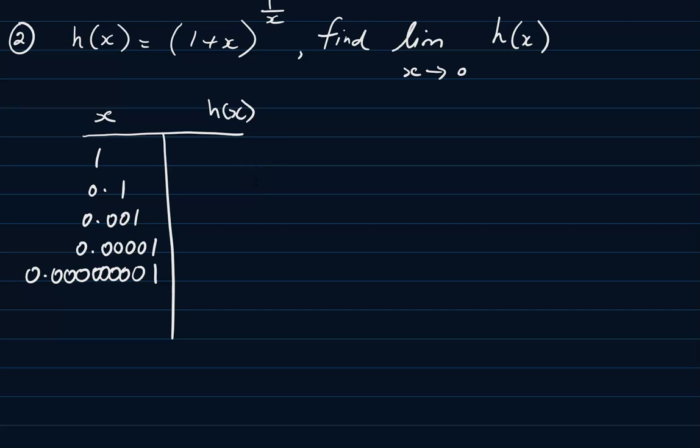All right, let's look at this question. We have this function h of x that is (1 plus x) to the exponent of 1 over x. We want to find the limit of that function as x approaches 0.